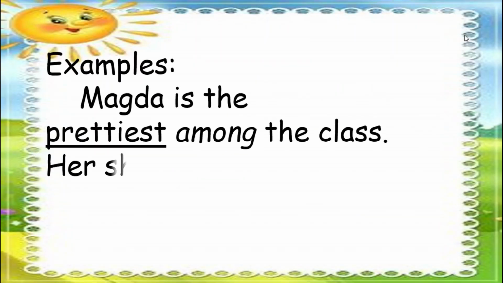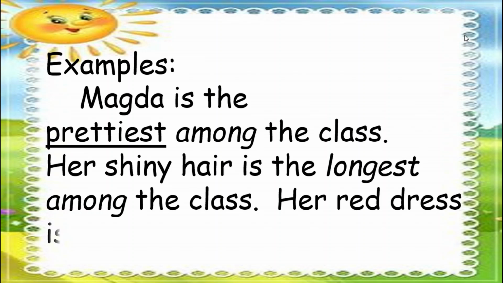Examples: Magda is the prettiest among the class. Her shiny hair is the longest among the class. Her red dress is the shortest.